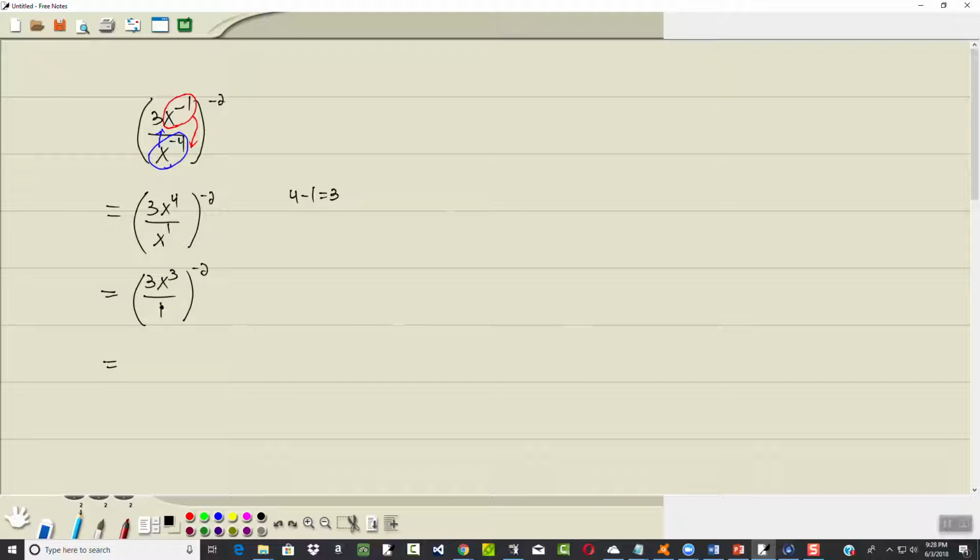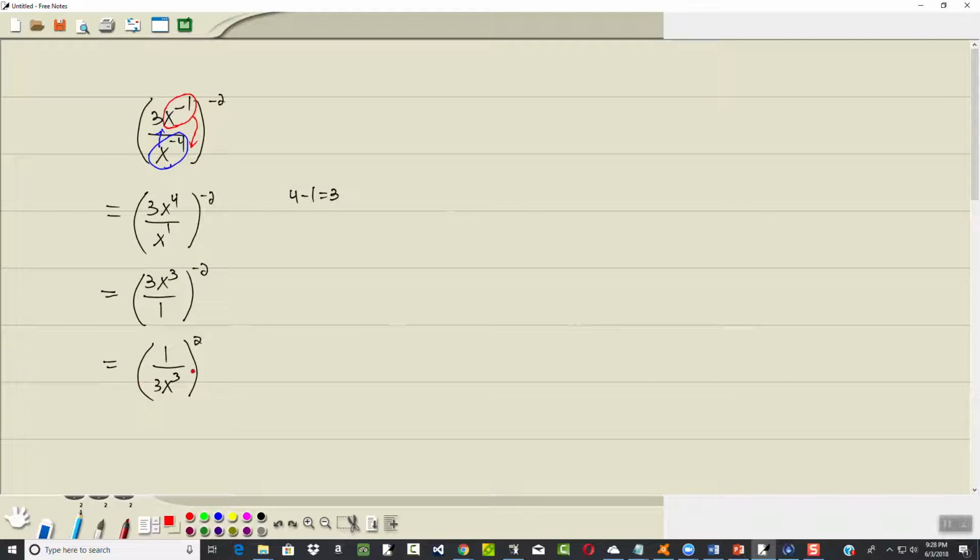Now I could just get rid of that 1, but looking ahead, I notice I've got a negative power here. And we've got a property that says if you have a fraction to a negative power, you can flip the fraction, so it becomes 1 over 3x to the +3. And the sign of the exponent becomes positive, so that becomes a +2.